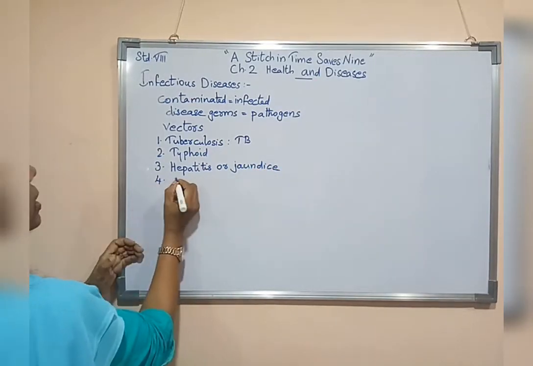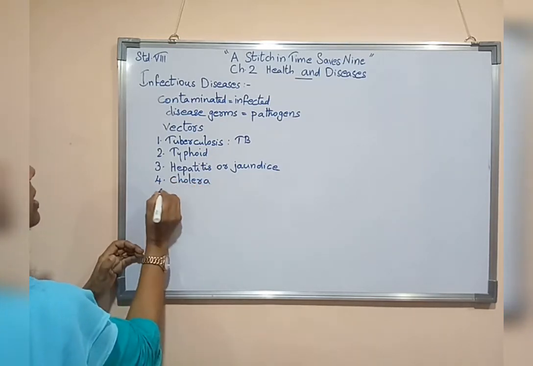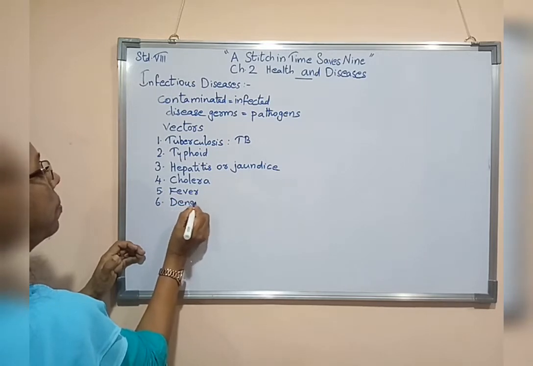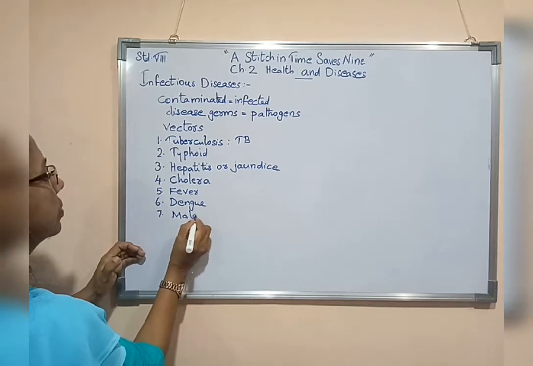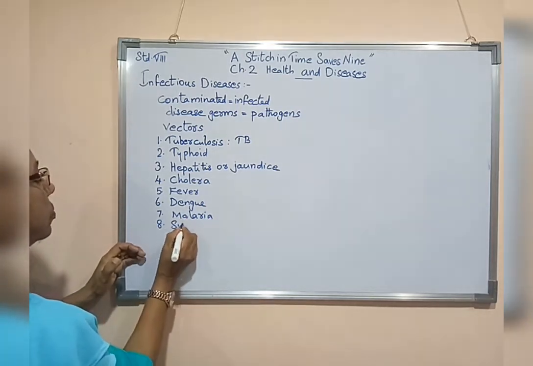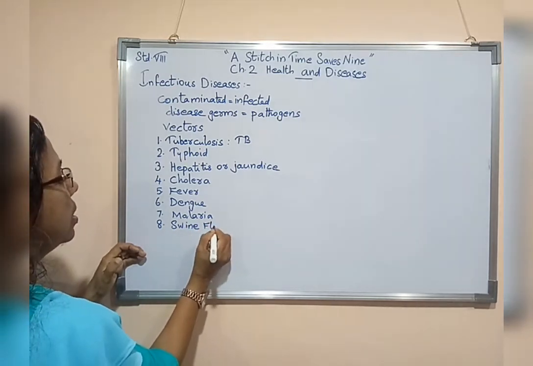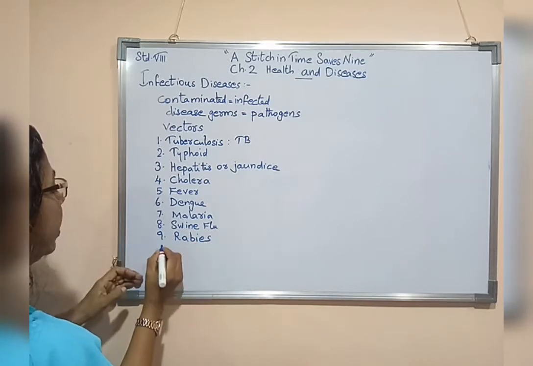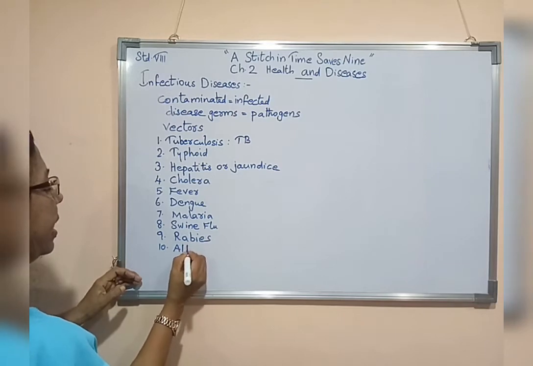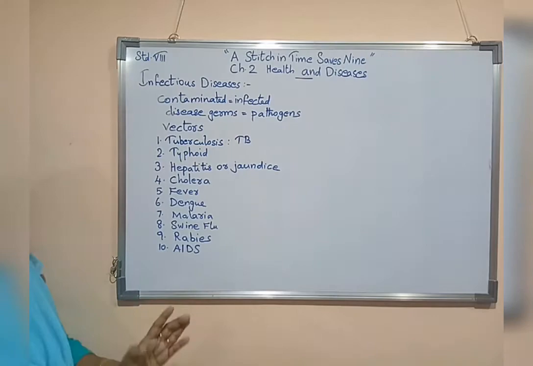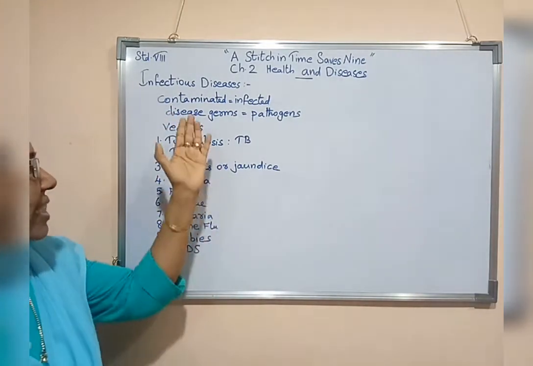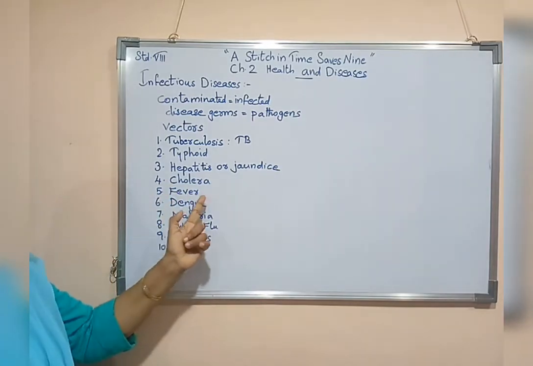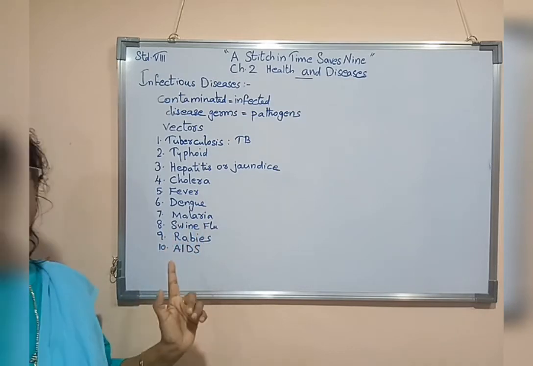Then we can say cholera. Then we can say fever. Then we can say dengue. Then malaria. Swine flu. Then rabies. One more example I am saying you, that is AIDS. AIDS, capital letters. Everything should be in capital. So these all are the infectious diseases. Few examples I written here. They are tuberculosis, typhoid, hepatitis or jaundice, cholera, fever, then dengue, malaria, swine flu, rabies, AIDS.